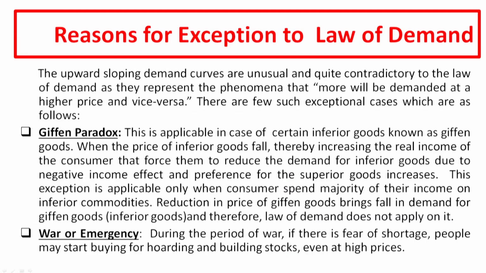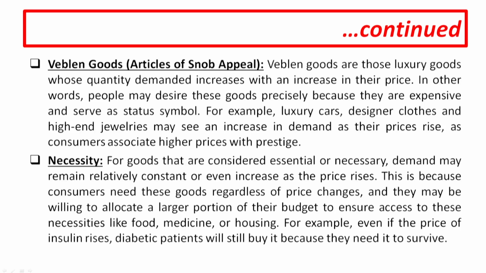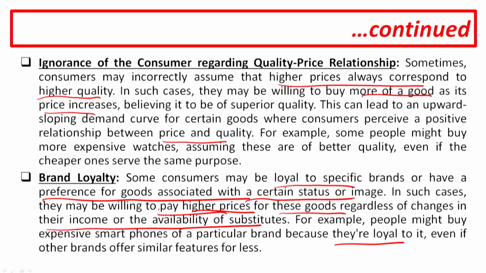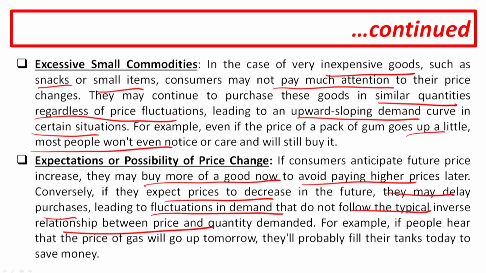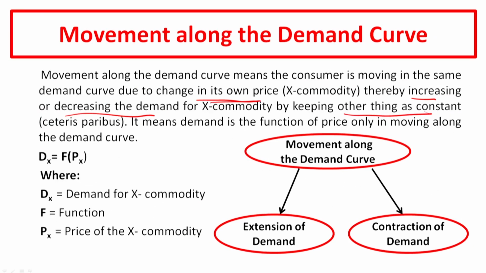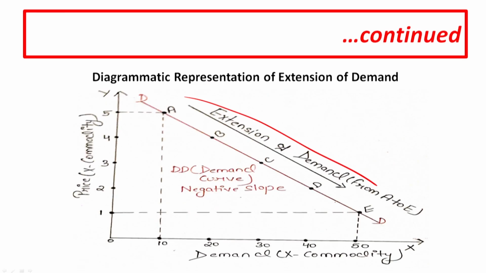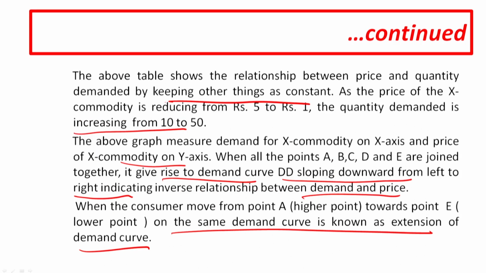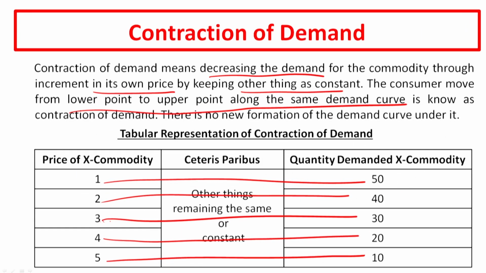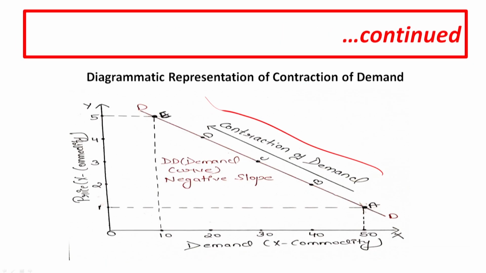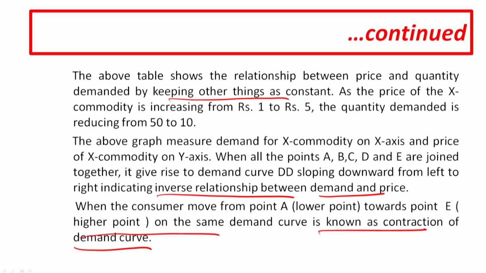I explained to you the reasons for exception to the law of demand, that is Giffen paradox, war or emergency, Veblen goods, necessity, ignorance of the consumer regarding price-quality relationship, brand loyalty, excessive small commodities, expectation of possibility of price change. Then I tried to discuss with you movement along the demand curve, in which I mentioned the extension of demand as well as the contraction of demand. I showed you a table of it, the diagrammatic representation of it, the explanation. Then we talked of contraction of demand, the diagrammatic representation of it, the explanation.